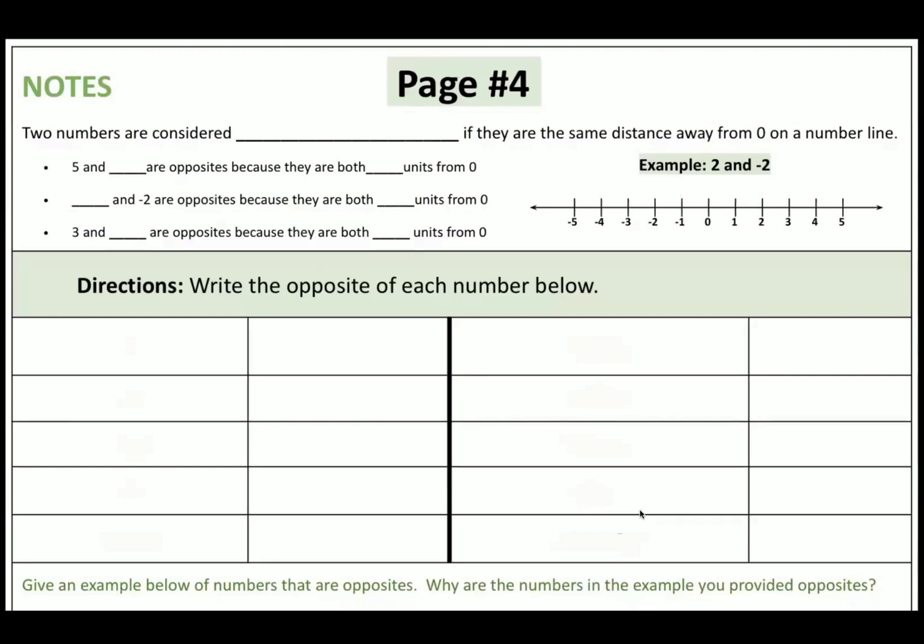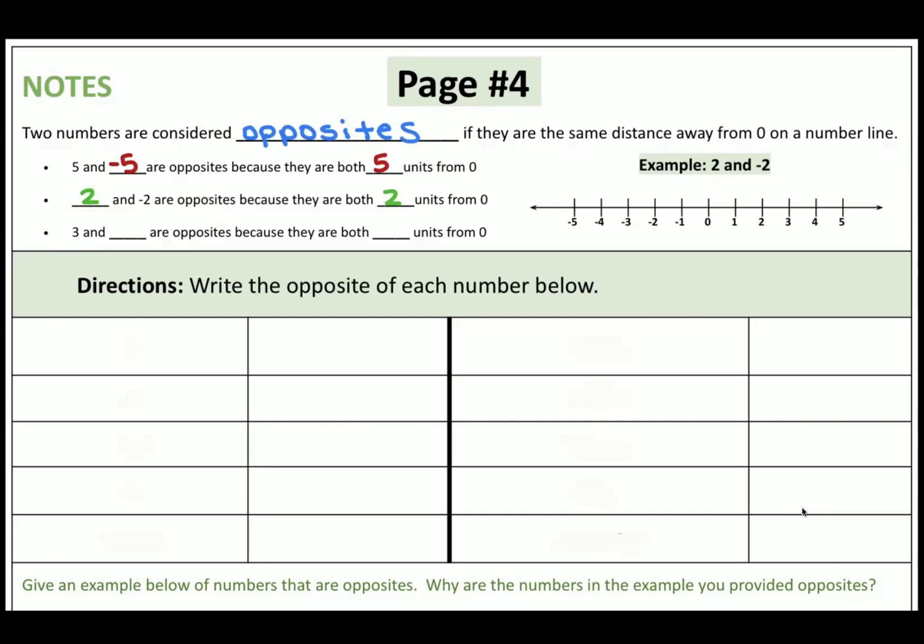Let's take a look at the notes at the top of page 4. Two numbers are considered opposites if they're the same distance from 0 on a number line. They're just on opposite sides. So for example, 5 and negative 5 are opposites because they're both 5 units from 0. Make sure you're writing with me. It says blank and negative 2 are opposites. Well, 2 and negative 2 are opposites because they're both 2 units from 0.